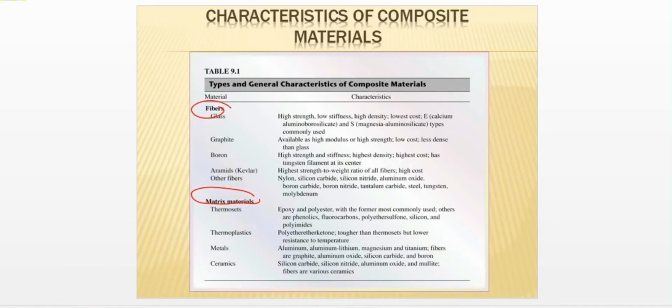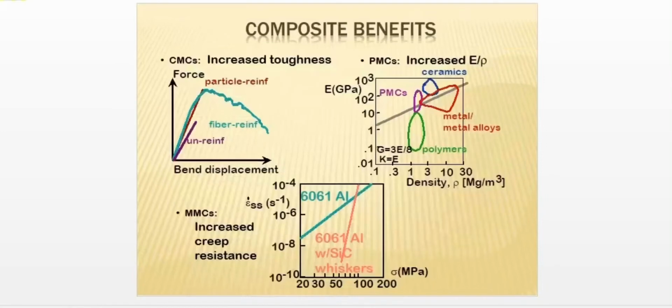Okay, tak ada apa kot. You all boleh baca on this part sebab nak go through. Nanti you all akan maybe a little bit boring. Right, so this is the composite benefit. If you look into the figure here, kita ada 3, CMC, PMC and the last one, MMC.